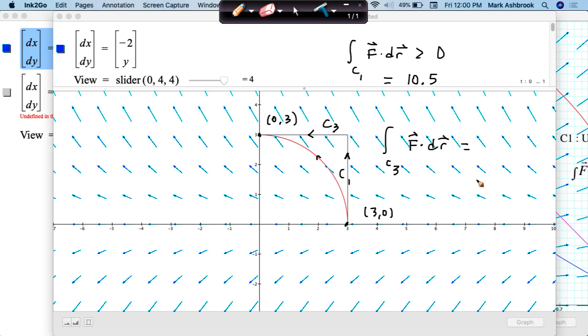Who's got that one? What's that worth? Ryan: 7.5. Why? Because it starts at the same point and ends up in the same direction. Okay, so if I was going in the other direction, if we were going back this way, we know it would have to be negative 10.5. If I just go in reverse along the exact same path, then it has to be the opposite.